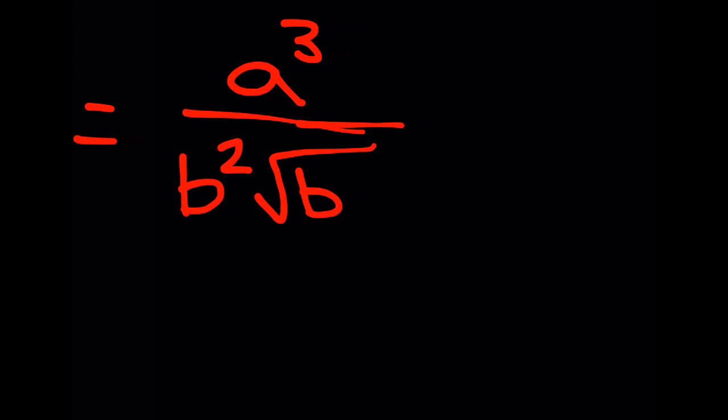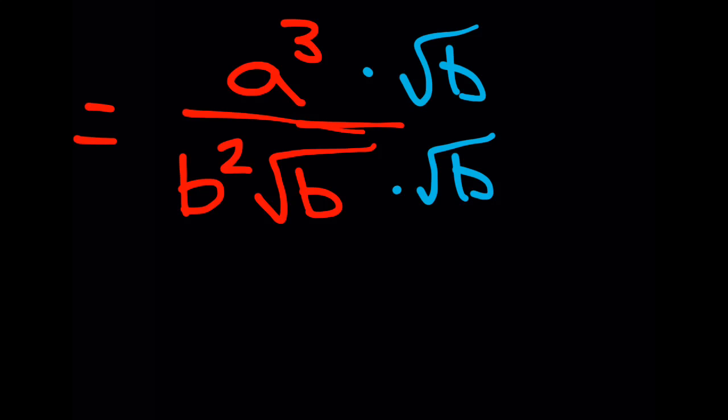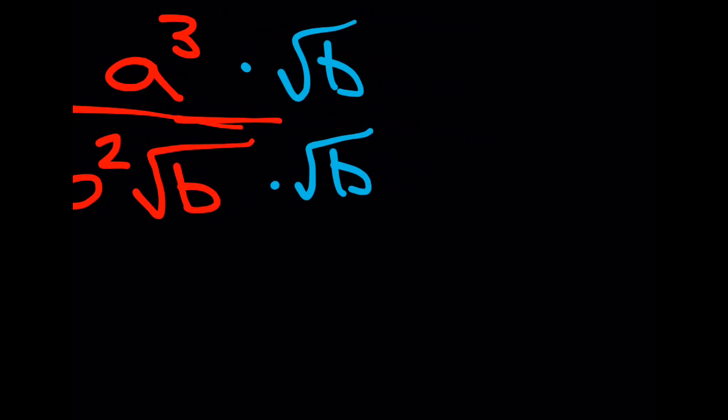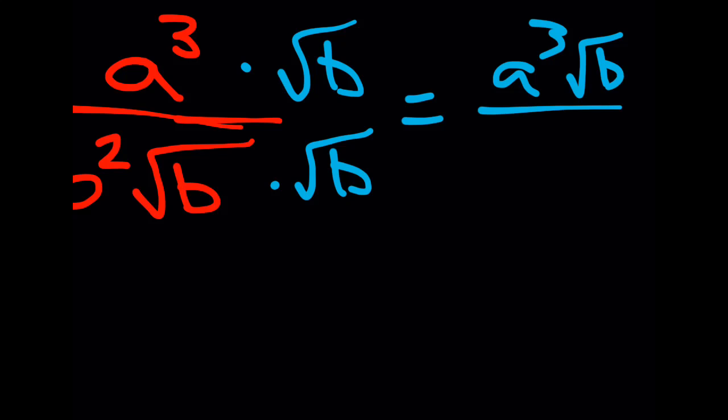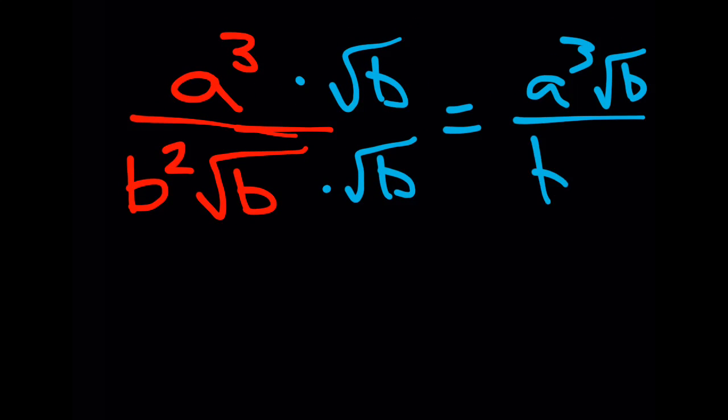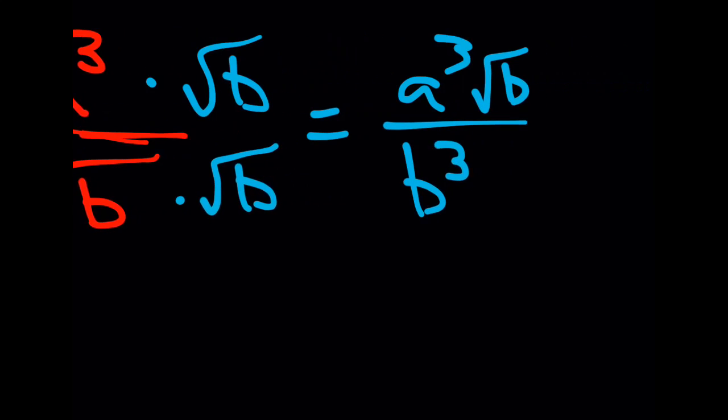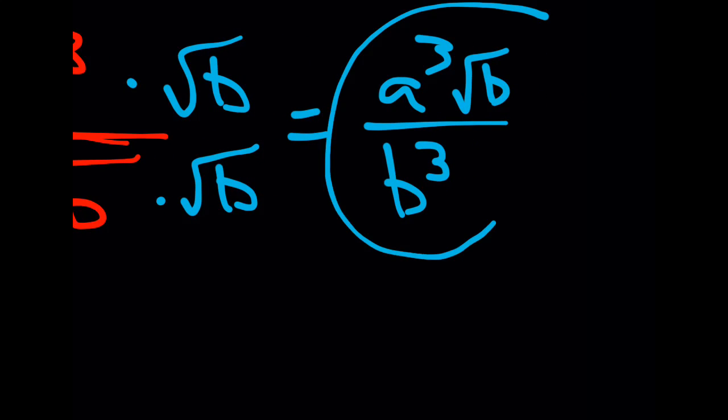But I can't have a square root on the bottom. So I'm going to multiply by the square root of b on the top and the square root of b on the bottom. So that's going to give me a to the 3rd root b over b to the 3rd.